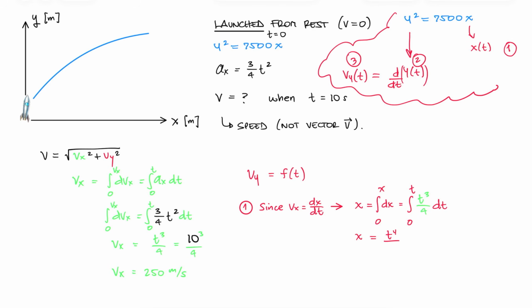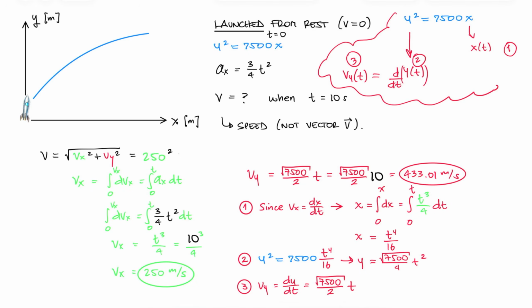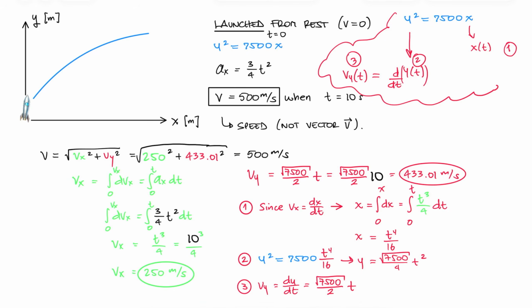With this, we substitute x in the path equation, and we get an equation for y in terms of time. And now all we do is differentiate y with respect to t to get v_y. We substitute t equal to 10 seconds, and we find v_y to be 433 meters per second. We plug in these two velocity components in our speed expression, and find the speed to be 500 meters per second. Notice that using this method, we didn't have to calculate the intermediate values x and y that we would otherwise have to calculate if we had used the first method I mentioned.